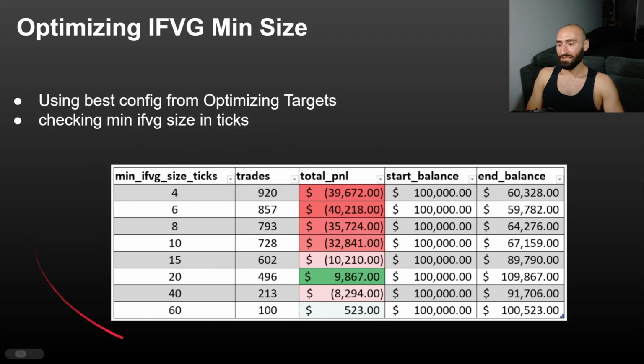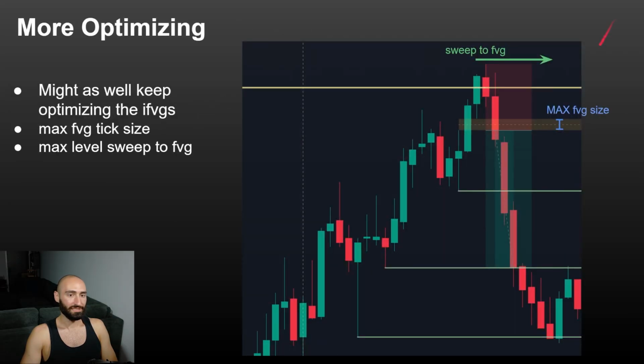And these trades are using that previous one, the optimized one from the best trades, right? The 1 to 3R and the fallback 1R. So these are all using that. And you get 20 ticks. So minimum fair value gap size, go for 20 ticks.